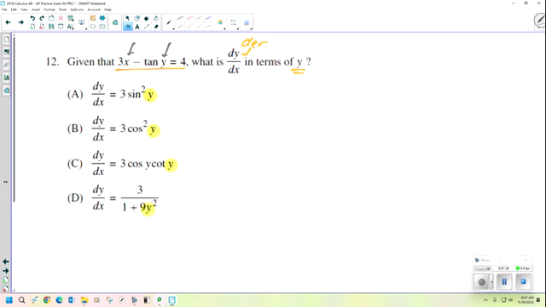So let's begin. The derivative of 3x is just 3 minus the derivative of tan of y. That is secant squared of y times the derivative of the inside, chain rule. The derivative of y is just 1 dy dx, equals the derivative of 4 is 0.